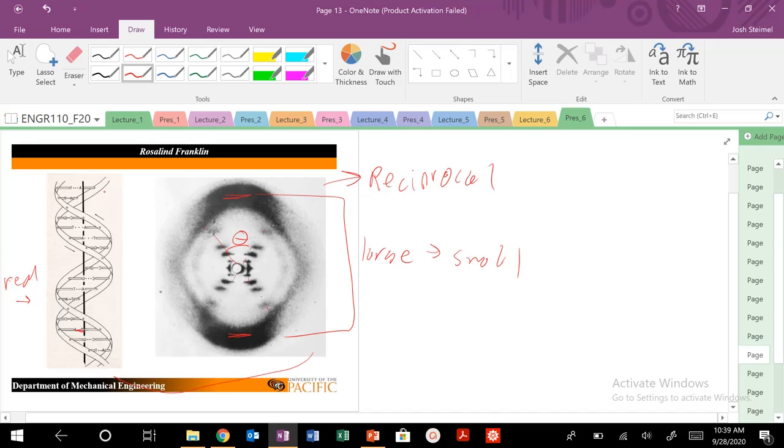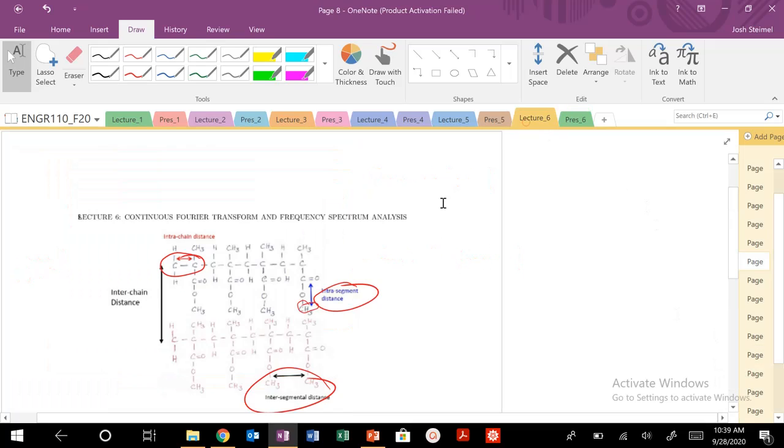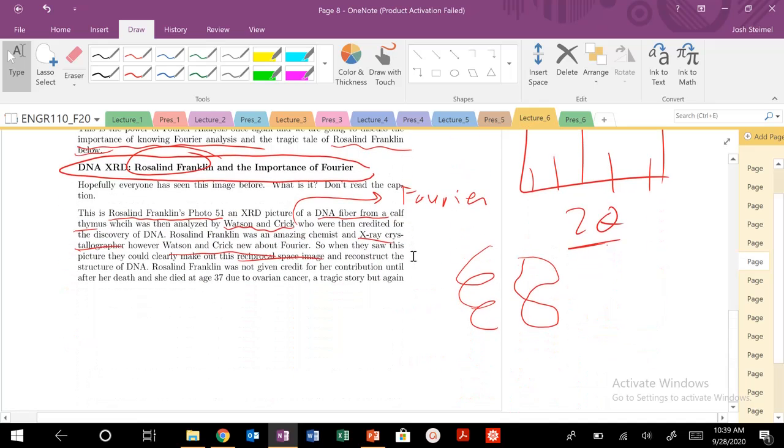That's what Watson and Crick theorized. You can also see these smaller distances here, and these smaller distances can correspond to larger distances in your structure, specifically distances between your pitch and these other bands as well. So they saw this, basically ran with it, and reconstructed the real structure of DNA, and the rest is history.